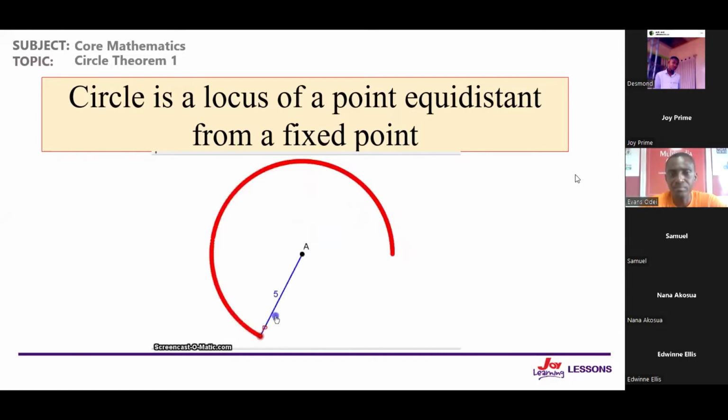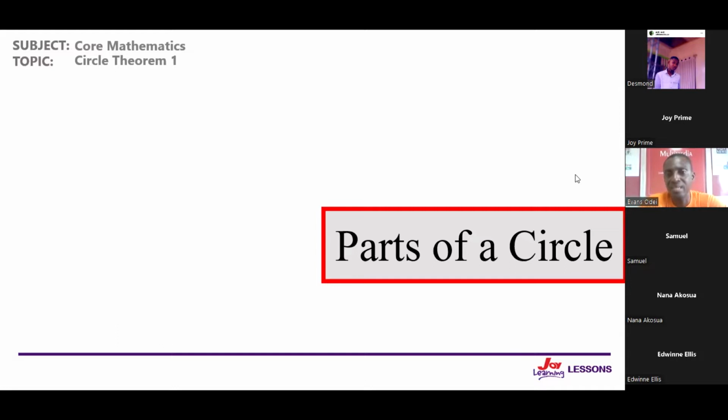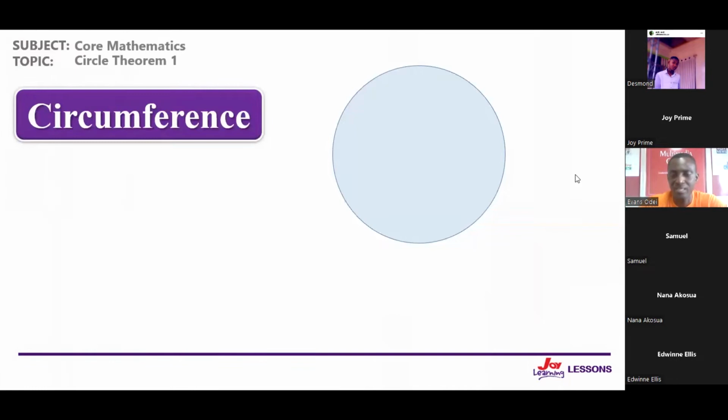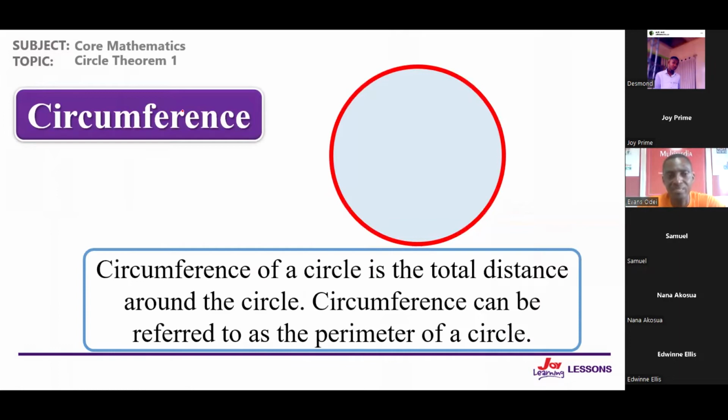Then parts of a circle, because we are going to talk about circle theorem and we need to understand circles and their parts so we can use it to answer questions. Let's go through the parts of a circle. The first part we're going to talk about is circumference. Circumference simply means the total distance around a circle. We can write this: circumference of a circle is the total distance around the circle. Circumference can also be referred to as the perimeter of a circle.